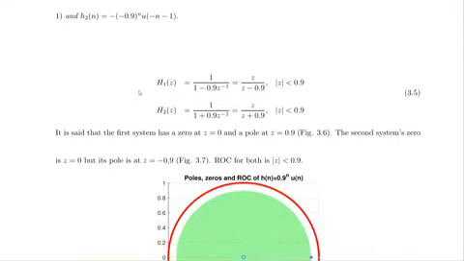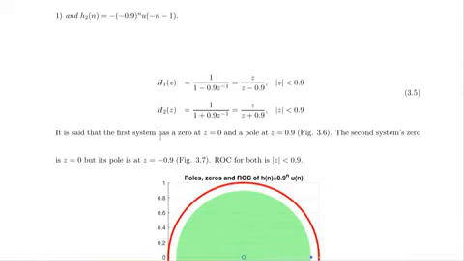Now, solving the z transform will lead to H1 of z being equal to, you see here, a similar transfer function, z over z minus 0.9, but this time the ROC is abs of z less than, not greater, less than 0.9. And for the second one, similarly, the same transfer function, z over z plus 0.9, and again abs of z less than 0.9.